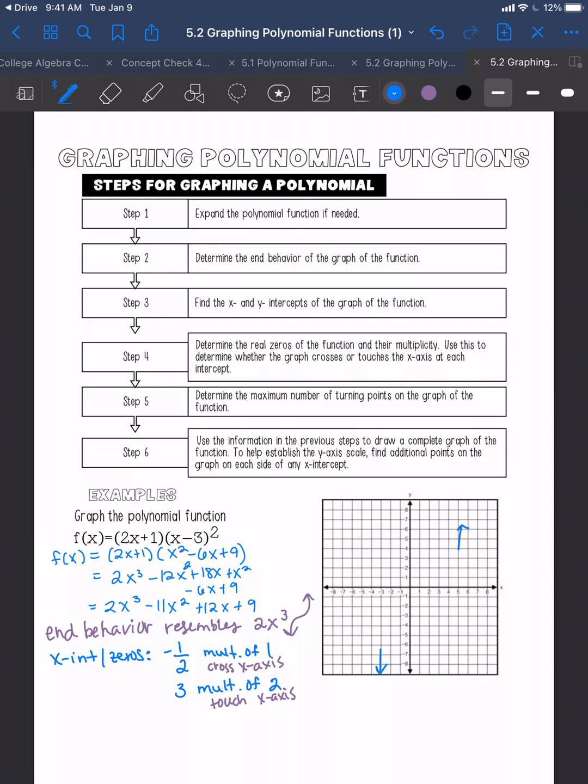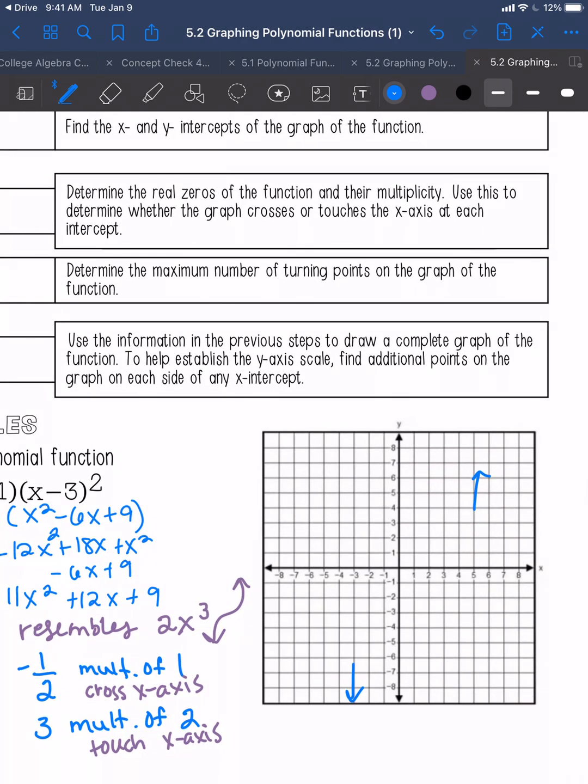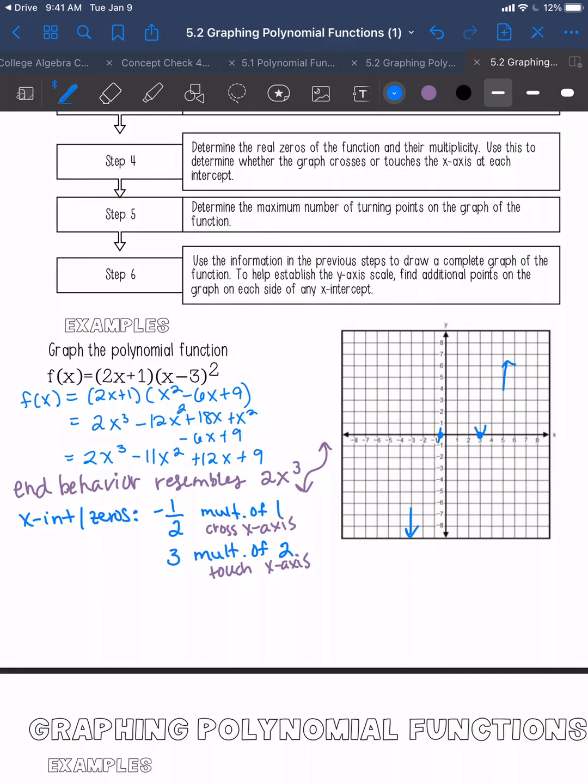So if we go ahead and plot those, negative 1/2 is going to cross there. So I'm just going to put a line through there. And at 3, it's going to touch and turn back. So I have that in mind. Our max number of turning points is our degree minus 1. Our degree is 3. So we're going to have a max of 2 turning points. So we kind of have a general idea here.